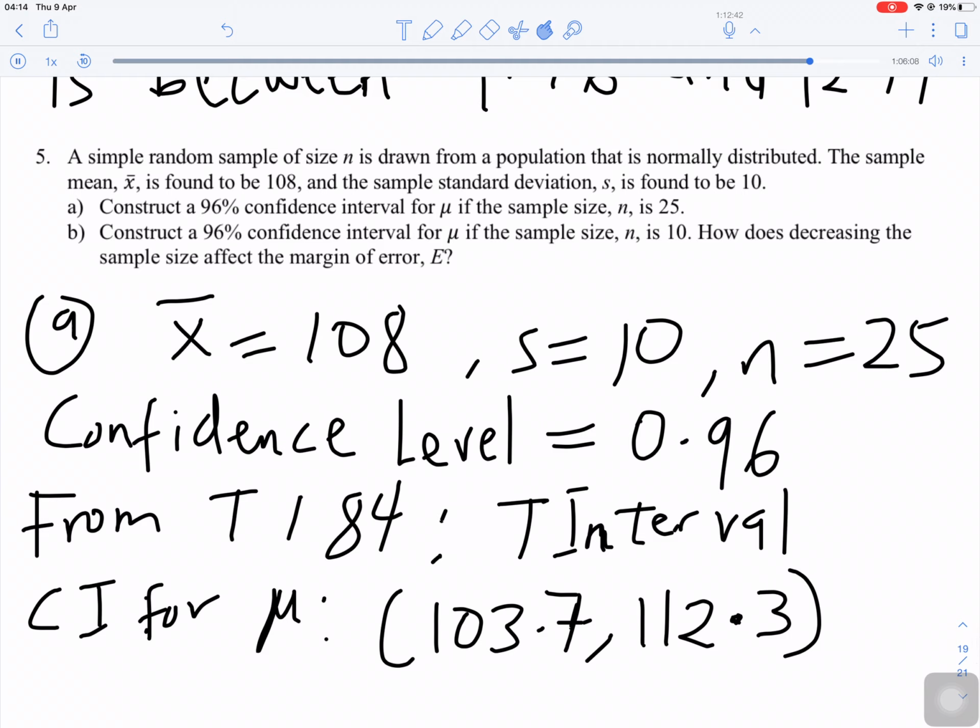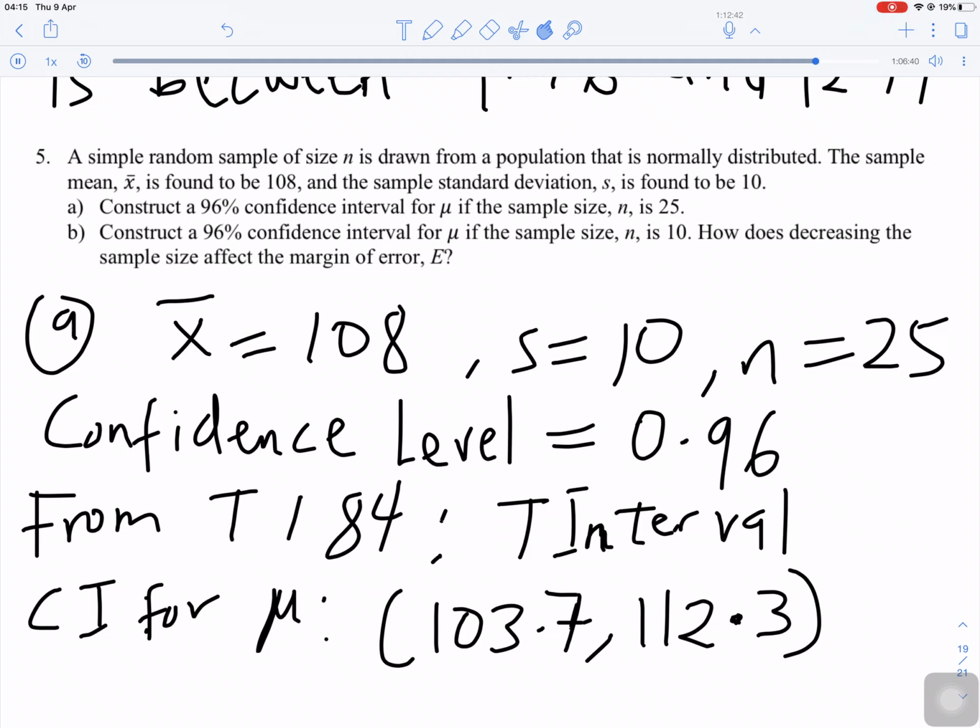Then to question 5. It says a simple random sample of size n is drawn from a population that is normally distributed. The sample mean x bar is found to be 108, and the standard deviation s is found to be 10. Part A asks to construct a 99% confidence interval for mu if the sample size n is 25. So now we just want to use the TI-84 function.